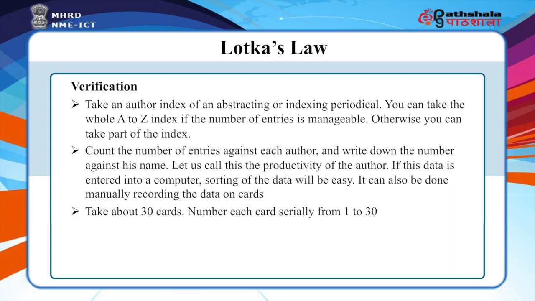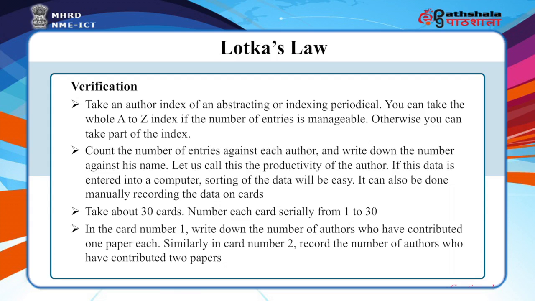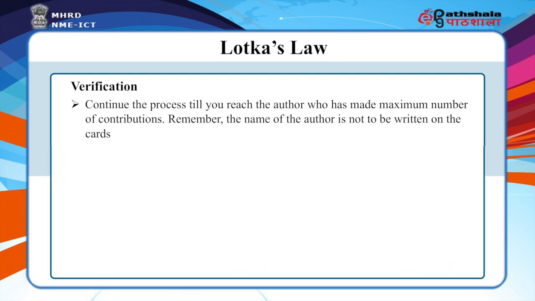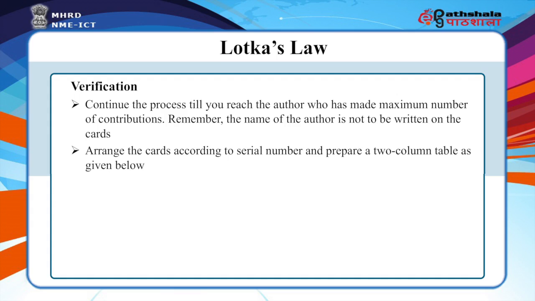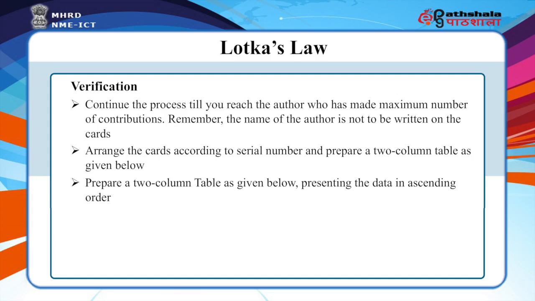Take about 30 cards, number each card serially from 1 to 30. In card number 1, write down the number of authors who have contributed one paper each. Similarly, in card number 2, record the number of authors who have contributed 2 papers each. Continue the process till you reach the author who has made the maximum number of contributions. Remember, the name of the author is not to be written on the cards. Arrange the cards according to serial number and prepare a 2-column table as given below, presenting the data in an ascending order.